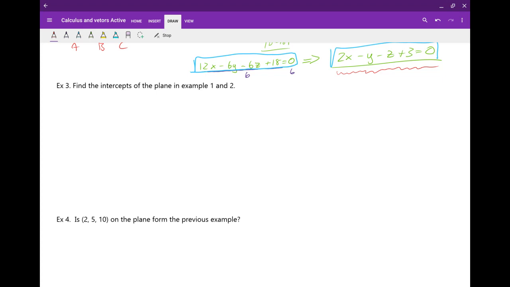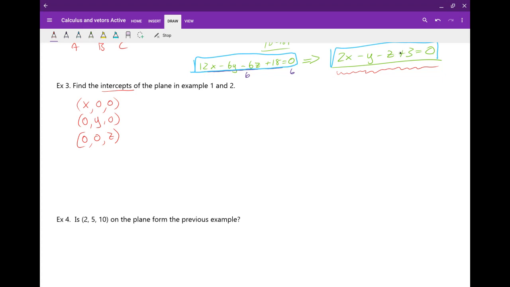How do I find the intercepts, by the way? Remember, for the x-intercept, it's going to be x0, comma 0. For the y-intercept, it's going to be 0, comma some y coordinate and 0. And for the z-intercept, it's going to be 0, 0, z, right? So essentially, our x, y, and z intercepts are sitting right here in front of our eyes, okay?